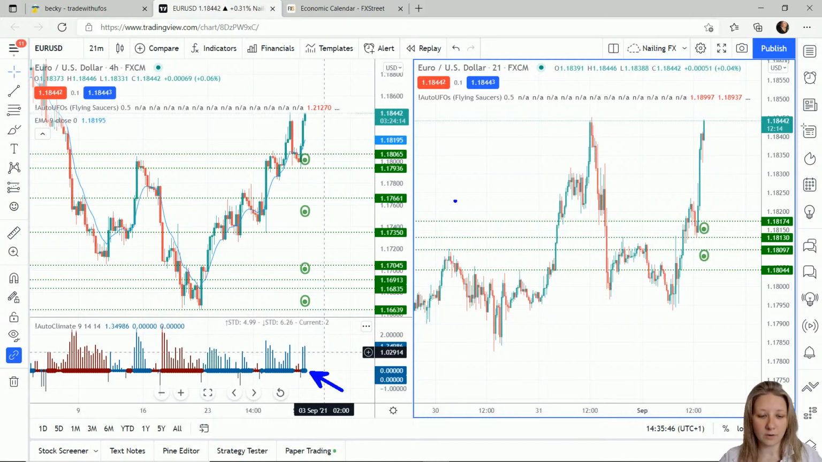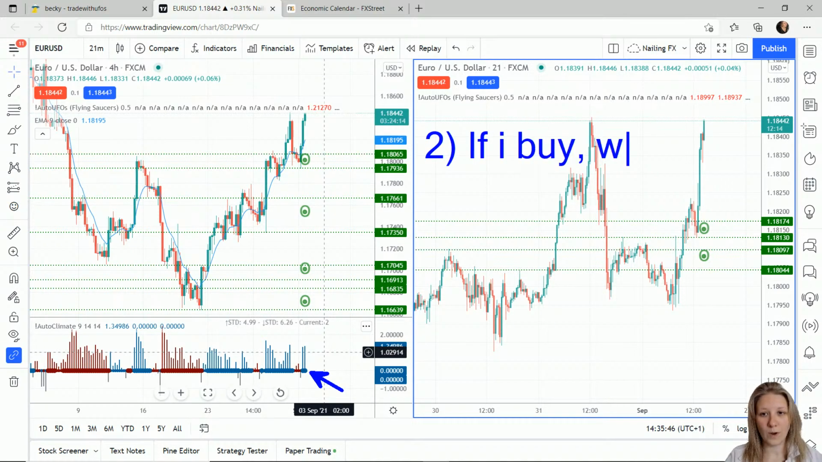We then want to know, question number 2, if I buy, where? Where am I going to buy? Where's the best place to buy? Just whatever the price is right now? Or are there better places to buy where I can increase my probability, decrease my risk, and increase my profit potential? That's where these UFOs come in.